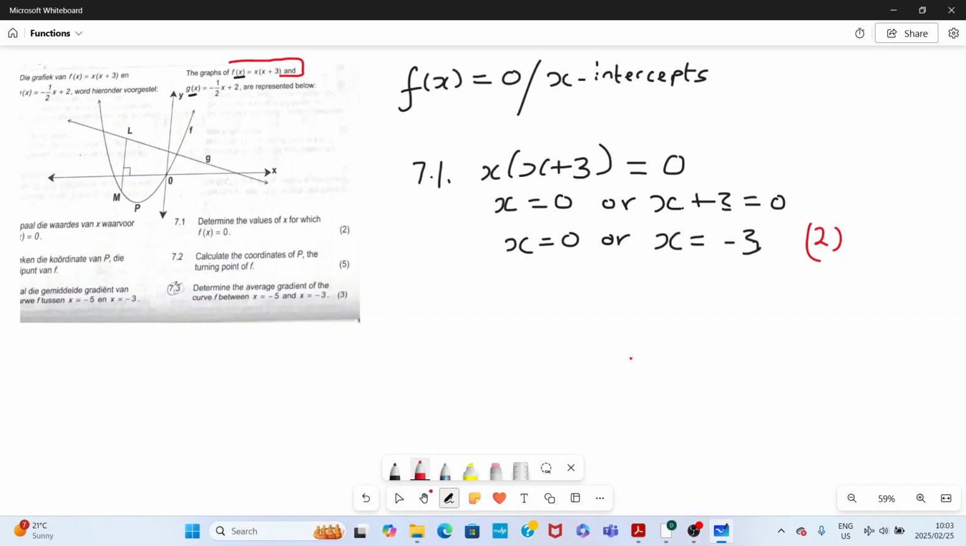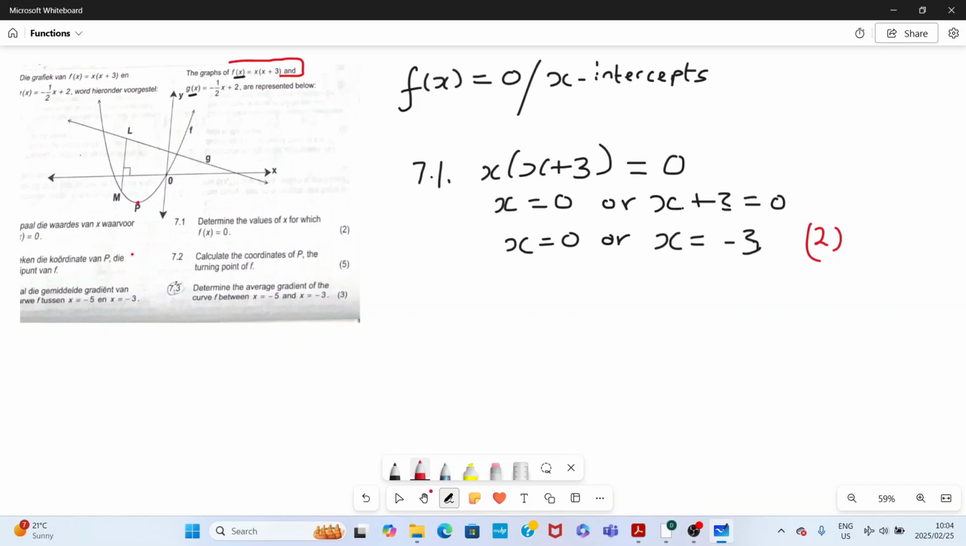I'm sure you guys would have gotten this one so easily, né? So let's move on to the next question. 7.2 says calculate the coordinates of P, the turning point of F. So they want us to find the turning point of F, which is the turning point of the parabola.